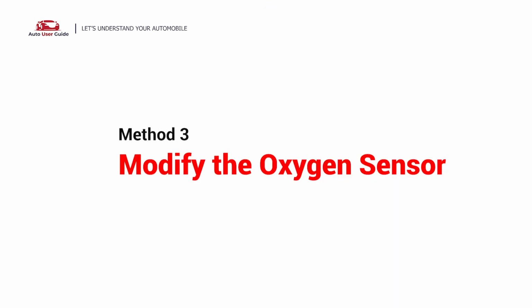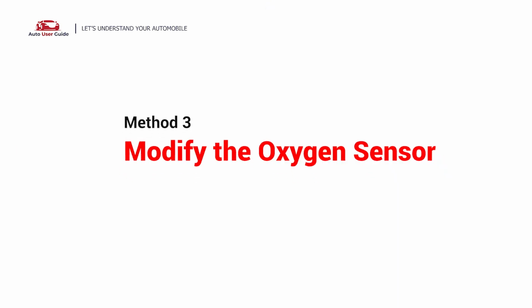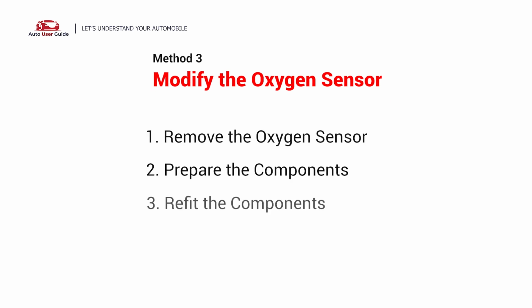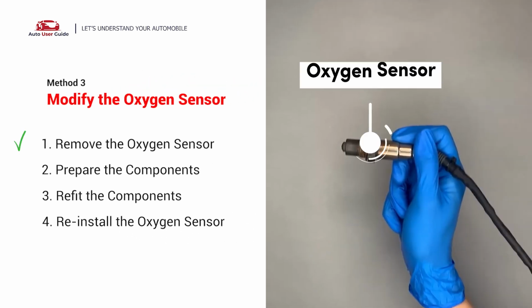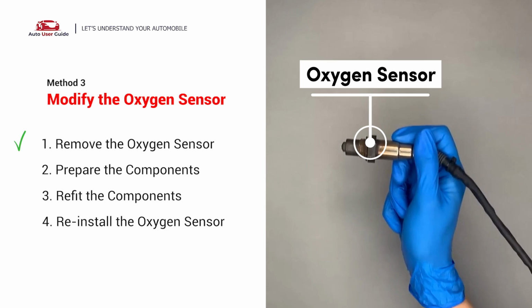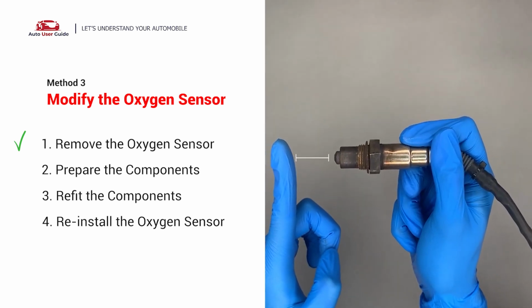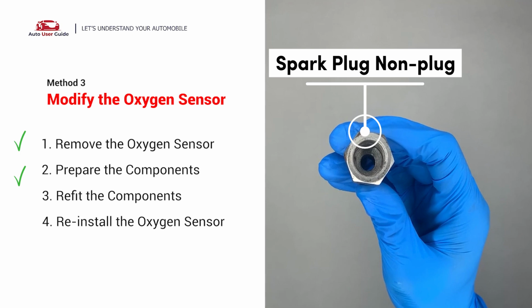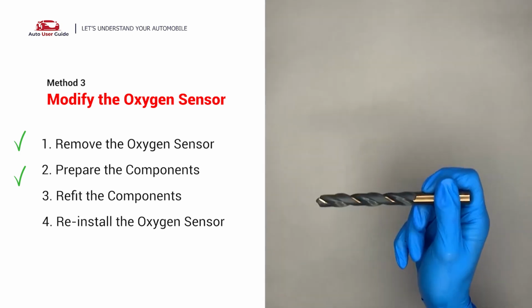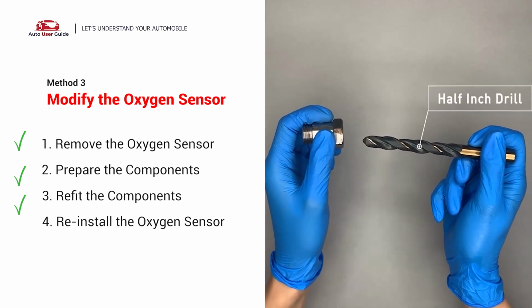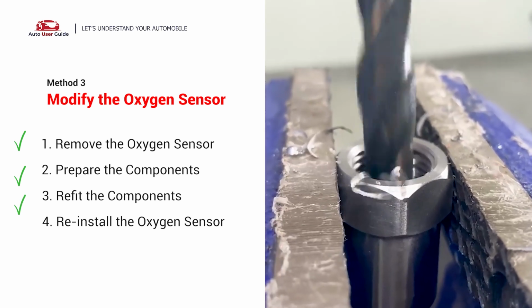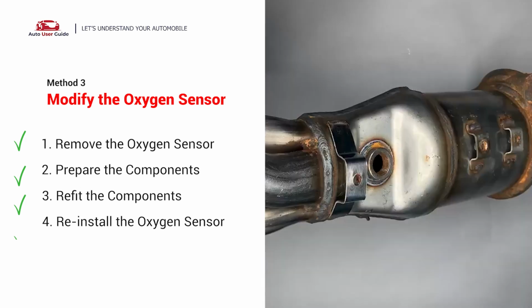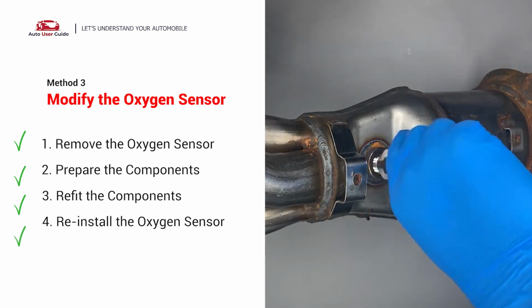Method 3. Modify the oxygen sensor. You can remove the oxygen sensor from the converter and fix the code by putting extra space between the sensor and the converter. And now getting the smart plug non-fouler, it has enough space to fit into the oxygen sensor, and then use a 1/2-inch drill to refit it. By doing this, put them together and put back on the catalytic converter.